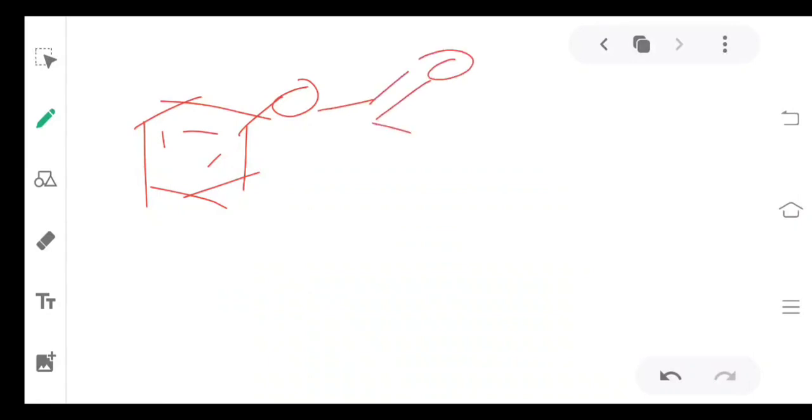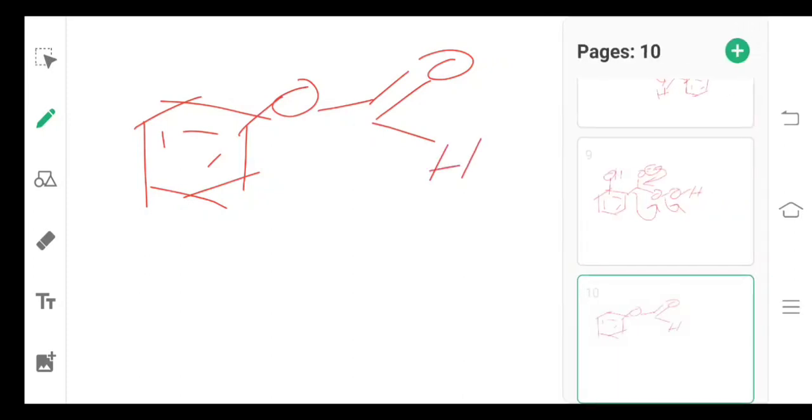Now, when the rearrangement takes place, here we will be having O, here we will be having double bond O, here we will be having H. Now students, again you can match it.